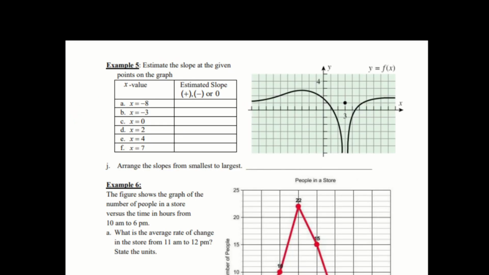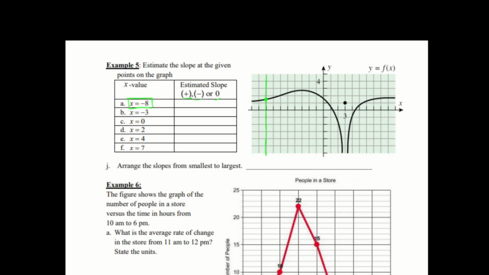Alright, let's continue with estimating the slope at the given points on the graph. We'll be looking at this graph and estimating the slopes at certain x values. Let's start with our first one, x equals negative 8, which would be right here. We're looking at whether the slope at that singular point is positive, negative, or 0. So not the point, but is the slope positive, negative, or 0?